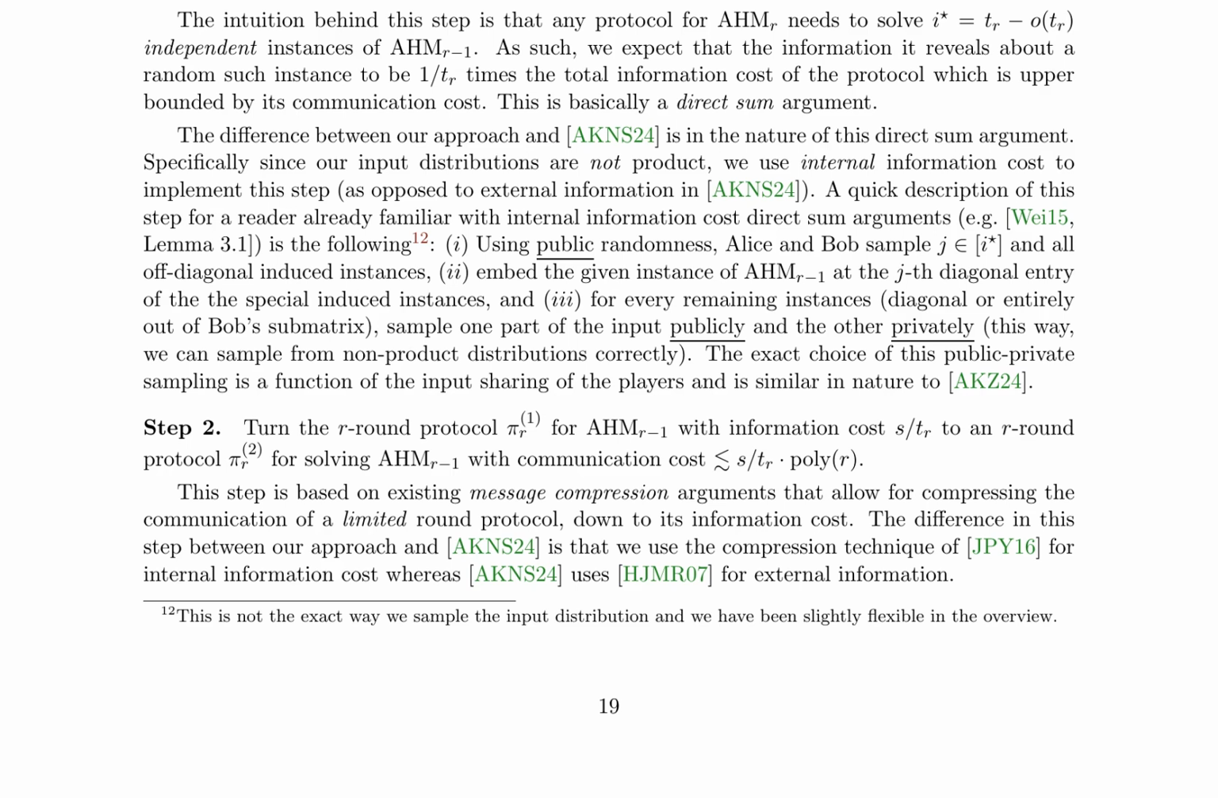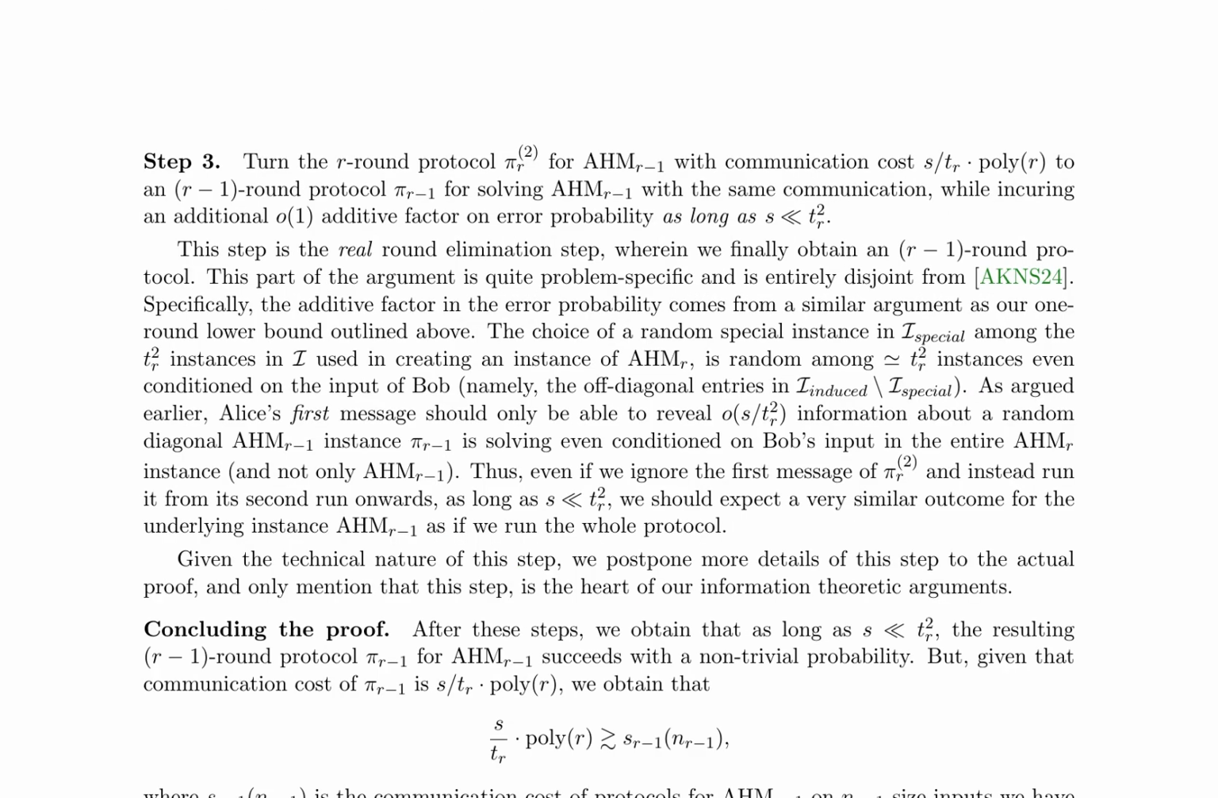The key differences between the current approach and AKNS24 lie in the use of internal information cost and distinct compression techniques. The protocol π2 for approximate heavy matrix AHM-R1 is transformed into an (r-1)-round protocol π(r-1) for solving AHM-R1 with the same communication cost, incurring an additional o(1) additive factor on error probability, provided that S is much less than t²_r. This step eliminates the r-th round, resulting in an (r-1)-round protocol.